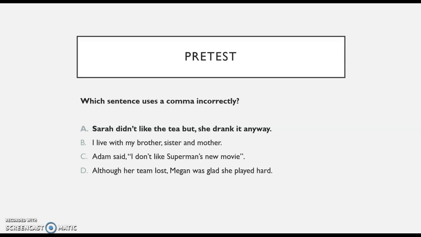So the correct answer here is that A is the sentence that does not use a comma correctly. Sarah didn't like the tea, but she drank it anyway. The reason this is incorrect is a comma indicates a pause, and if we were to say this sentence out loud, we would probably naturally pause like this. Sarah didn't like the tea, but she drank it anyway. So the comma should always go where you feel that natural pause.